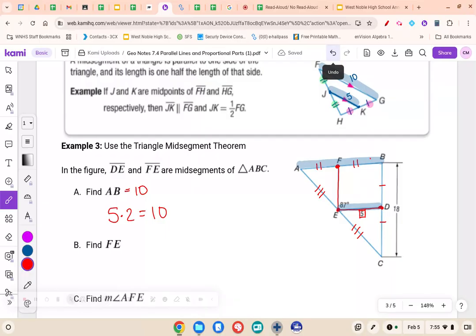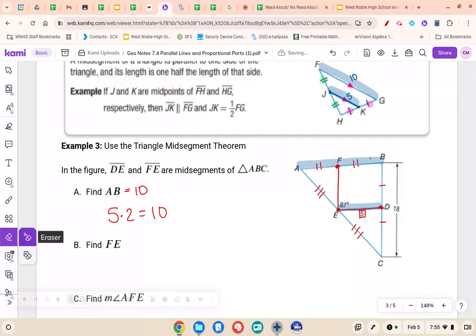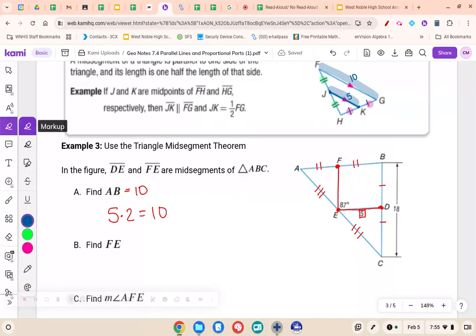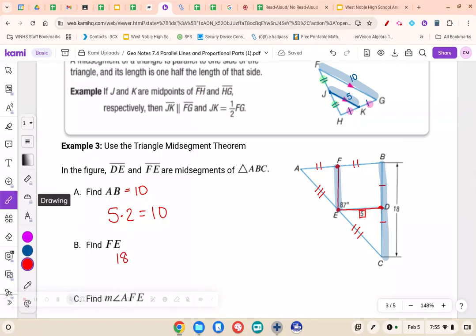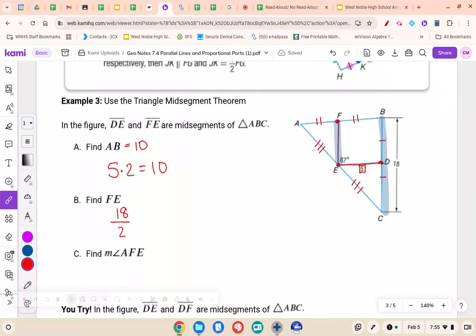FE is this other segment. It is the midsegment, and we are given the large segment here. So it is simply half of the large segment. So we take the large segment and we divide it by 2. So FE is 9.